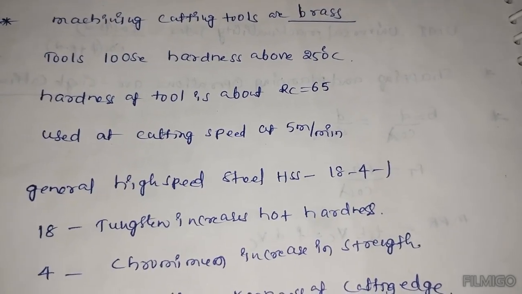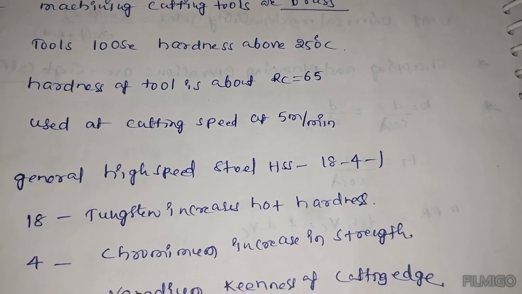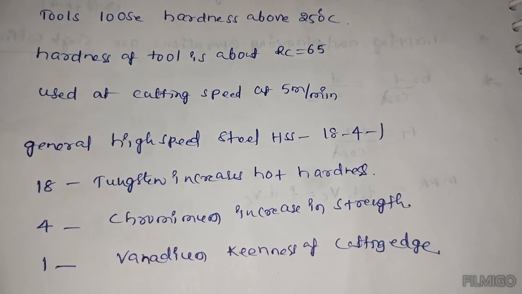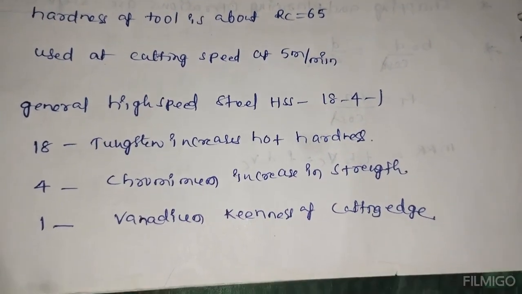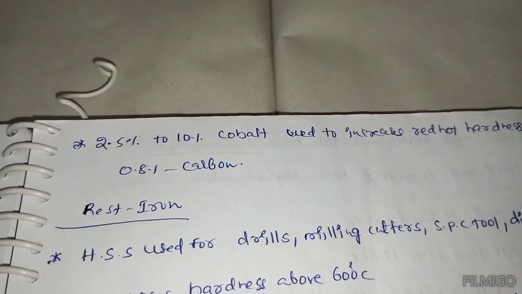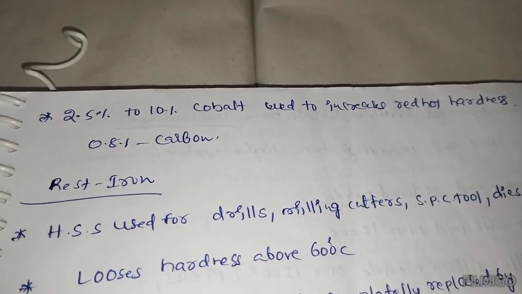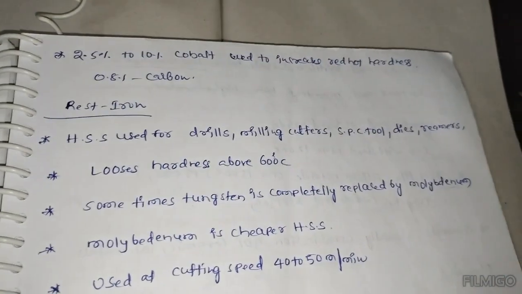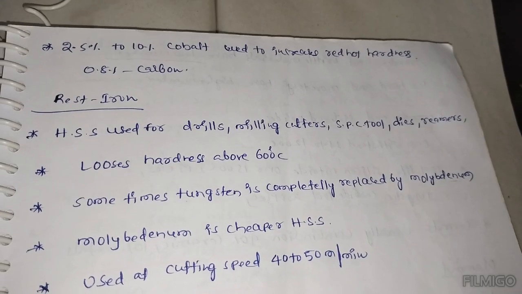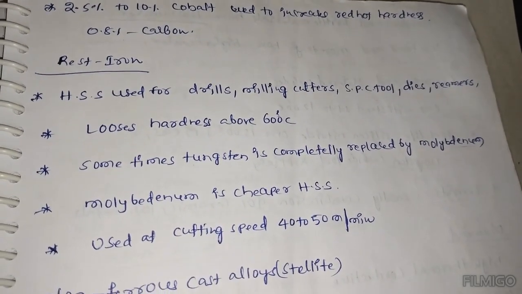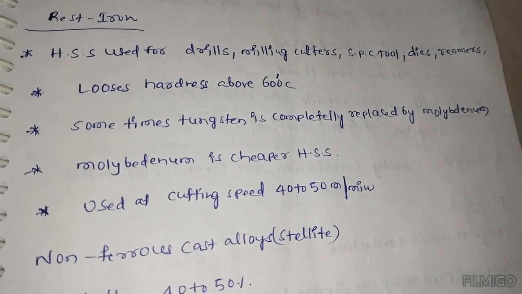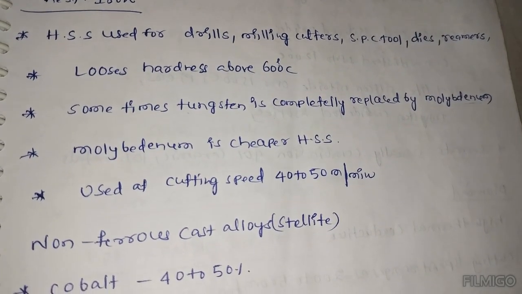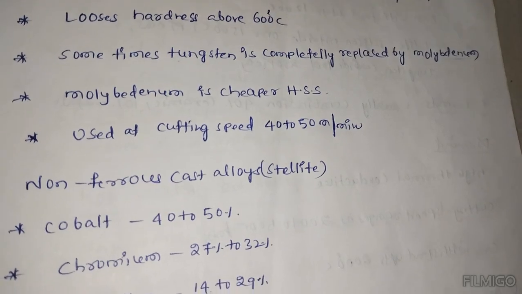Generally high speed steel, HSS, is 18-4-1. 18 is tungsten, which increases hot hardness, 4 is chromium, which increases strength, and 1 is vanadium, which keeps the keenness of the cutting edge. 2.5 to 10% cobalt is used to increase red hot hardness. 0.8% is carbon, the rest iron. HSS is used for drills, milling cutters, single point tools, dies, and reamers, and loses hardness above 600 degrees. Sometimes tungsten is completely replaced by molybdenum, a cheaper HSS used at cutting speeds of 40 to 50 meters per minute.